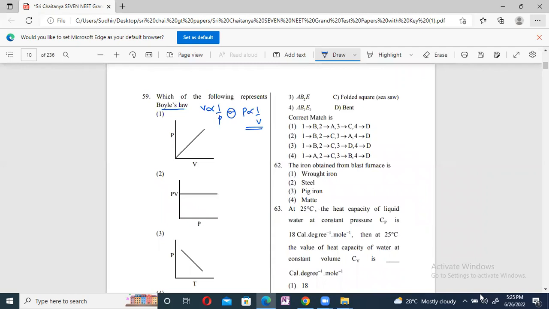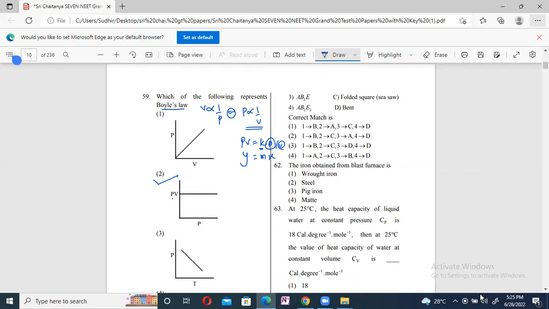But if P is inversely proportional to V, can we say PV equals K? So PV is on the y-axis, K is the slope, and on the x-axis anything we put here, either you put P or you put V, it will always be constant. So you can see PV on the y-axis, P on the x-axis, we are getting a line parallel to the x-axis. Option 2 is correct, right?